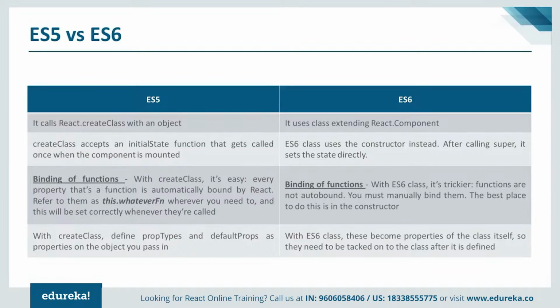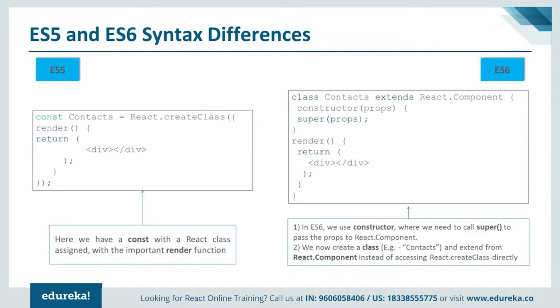So they need to be tagged or tacked onto the class after it is defined. So let's see one by one what the differences between ES5 and ES6 are. First of all, the syntax differences. As we saw, ES5 uses React.createClass, and here we have a class that extends React.Component. So in ES6, we are basically using a constructor where we need to call super to pass the props.